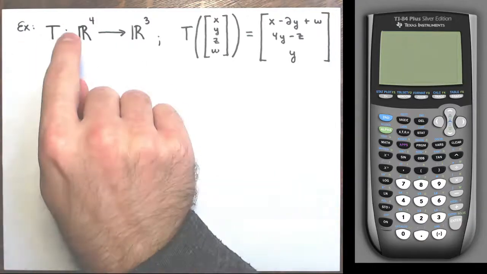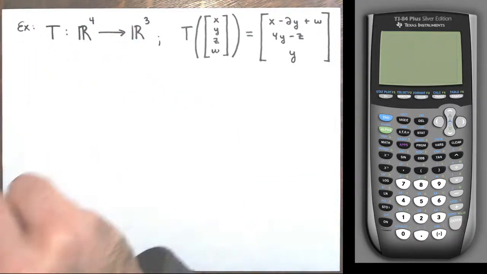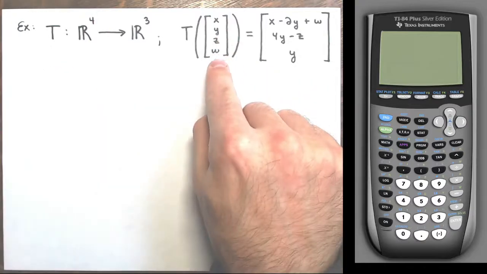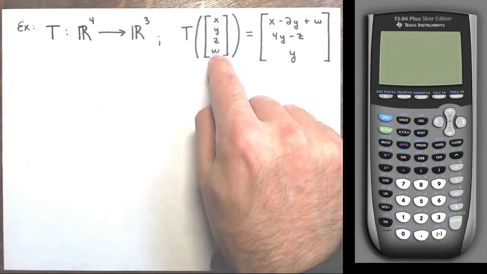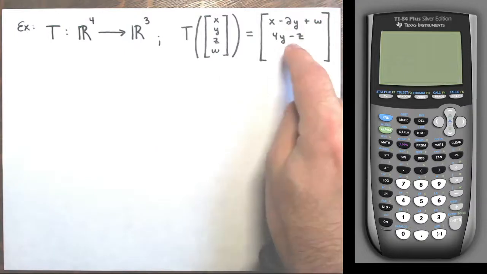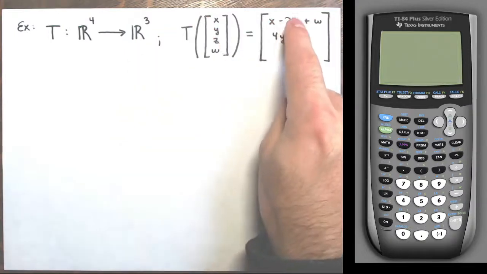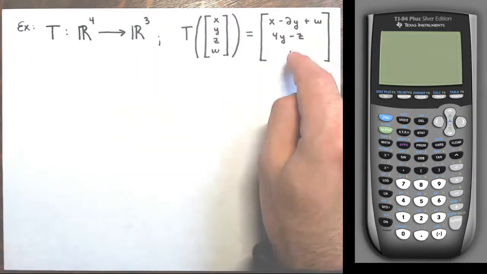So I'm going for a transformation from R4 to R3. Here's a vector from R4, with 4 components, x, y, z, w. And the vector with 3 components is the output: x minus 2y plus w, 4y minus z, and y.